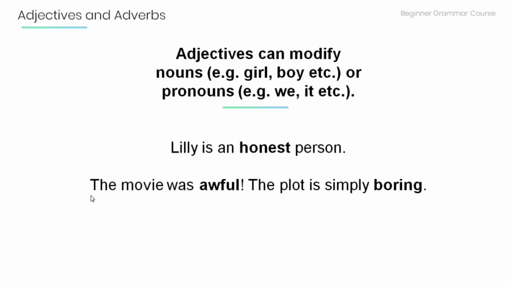And in the sentence, the movie was awful. The plot is simply boring. The adjective awful modifies or describes what kind of movie it was. And the adjective boring describes the plot.